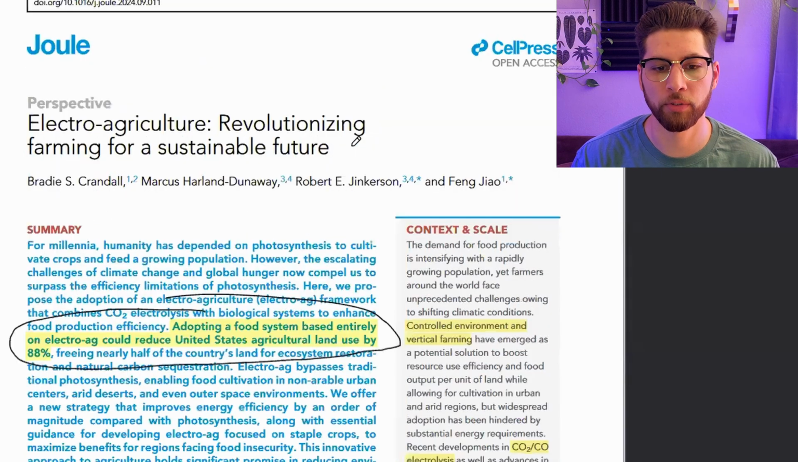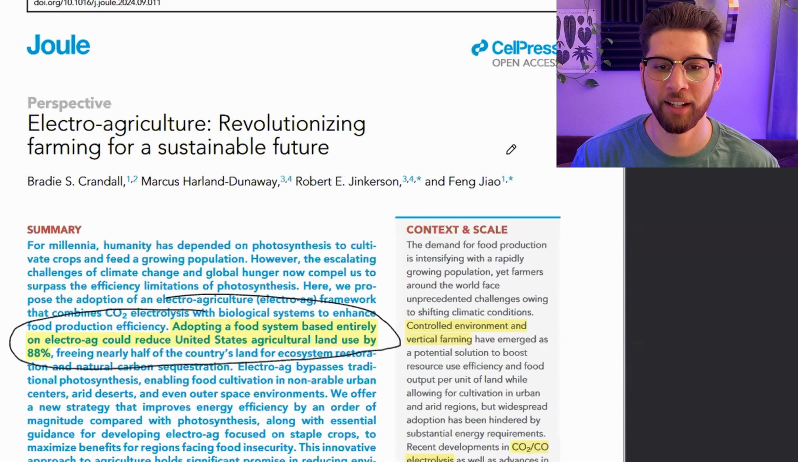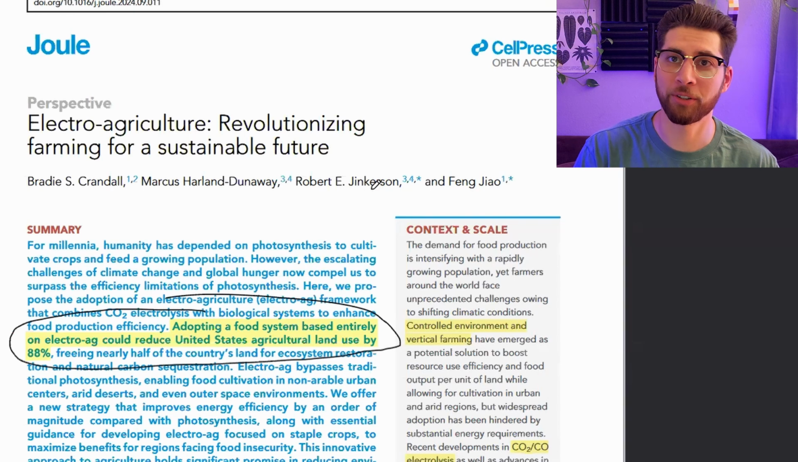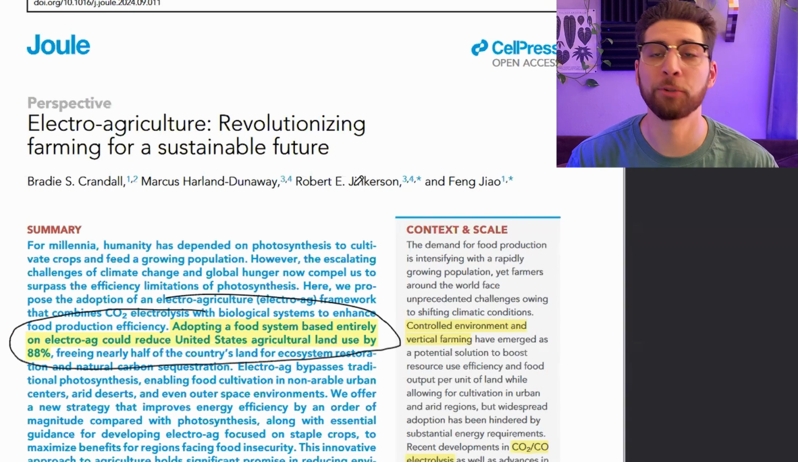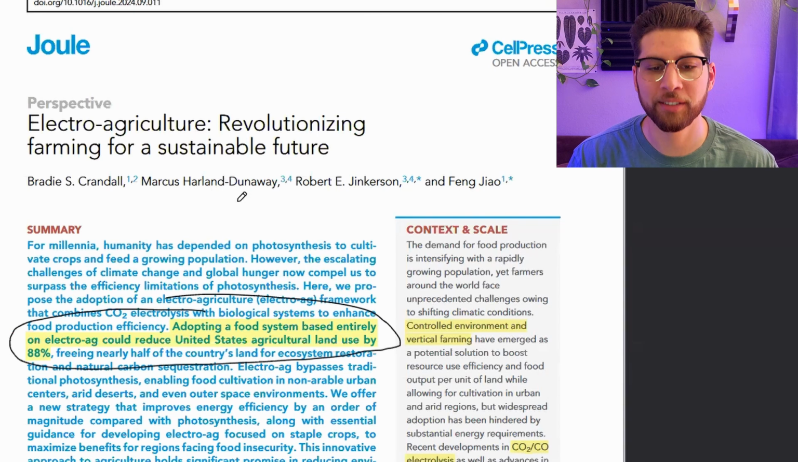This is a newer paper from 2024. You can see this author, Feng Zhao. I've met him in person a couple weeks ago. This is early November when this is being recorded. But I went to a chemical engineering conference recently. I met Feng Zhao in person. Robert Jinkerson is the professor that works across the hall from my lab. He was also on my dissertation committee, so I know him decently well. Marcus I know decently well as well. We're on a paper together.